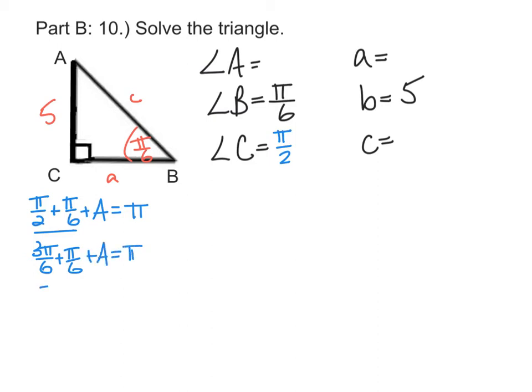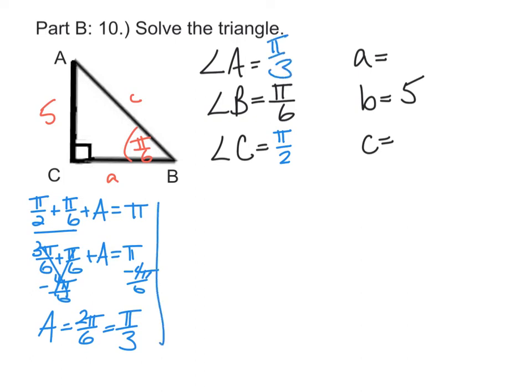So I'm going to subtract 4 pi over 6 from each side. And that'll leave us with A being pi, or 6 pi over 6, minus 4 pi over 6, which is 2 pi over 6, or pi over 3. So angle A is pi over 3.